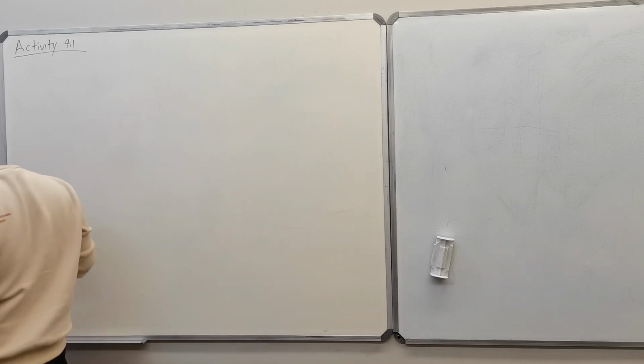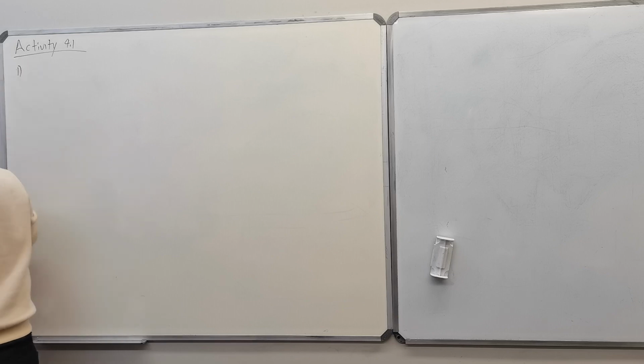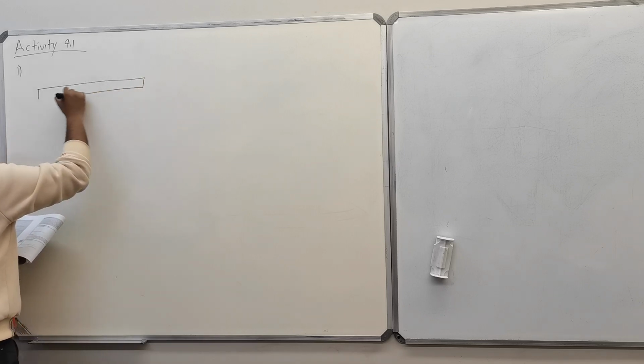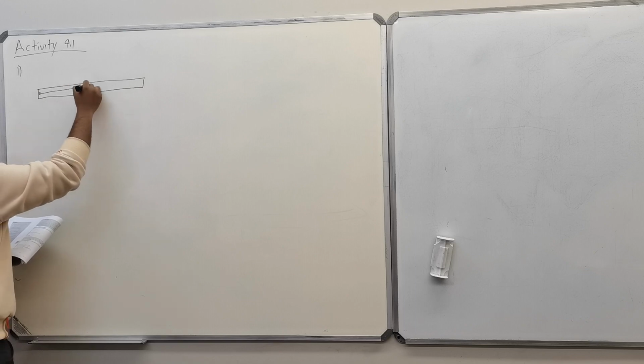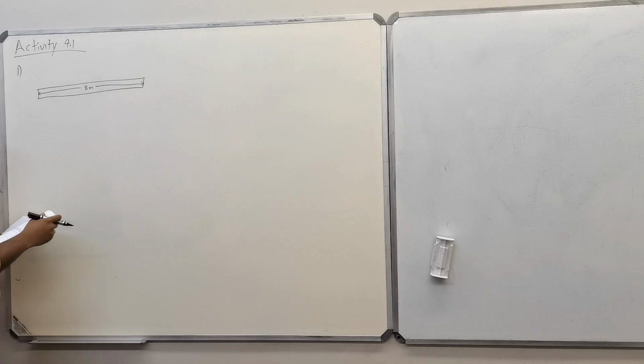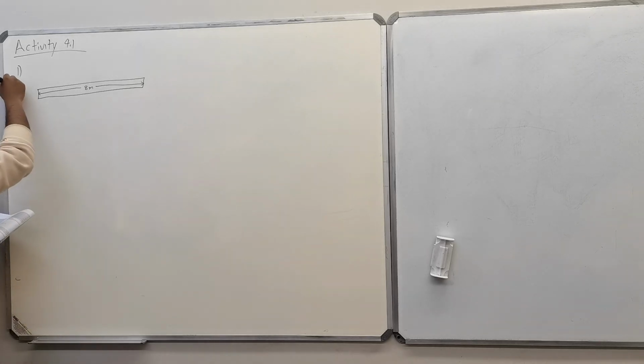Okay. So let's look at number 1. So what do they tell you? They tell you that you have a beam that's 8 meters long. This is a beam. This beam is 8 meters long. Has a weight of 750 kgs. So its weight is 750 kgs.